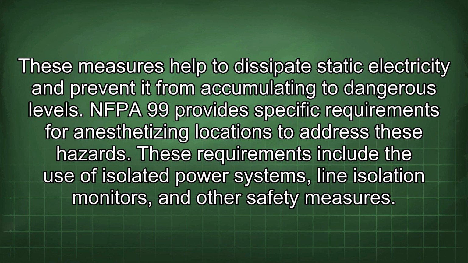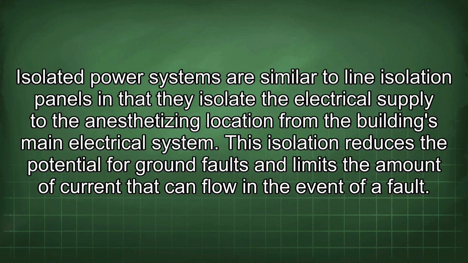NFPA 99 provides specific requirements for anesthetizing locations to address these hazards. These requirements include the use of isolated power systems, line isolation monitors, and other safety measures. Isolated power systems are similar to line isolation panels in that they isolate the electrical supply to the anesthetizing location from the building's main electrical system.